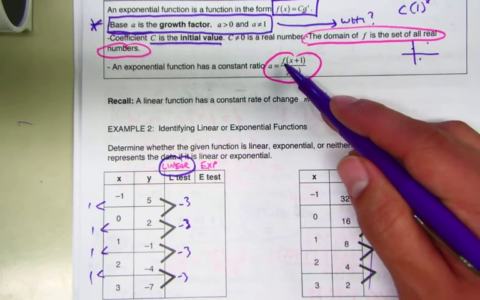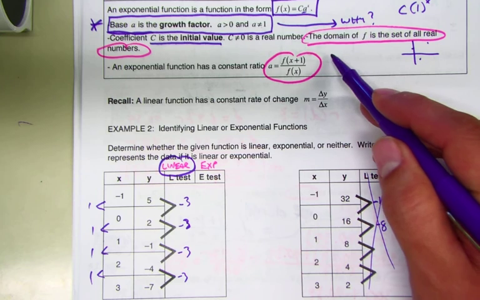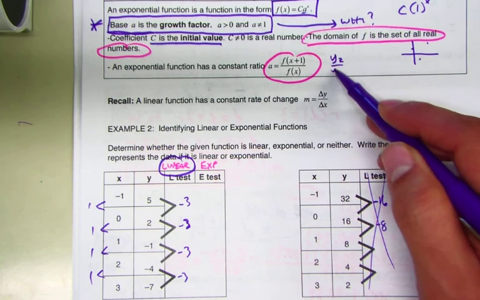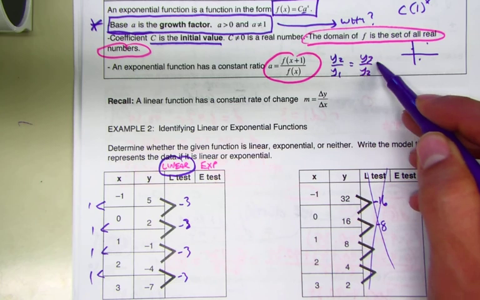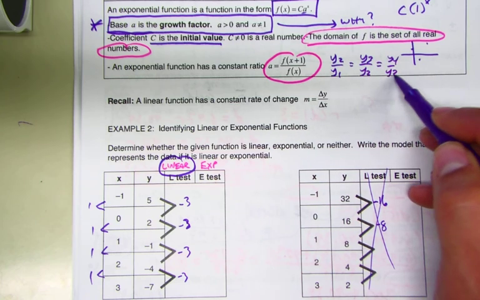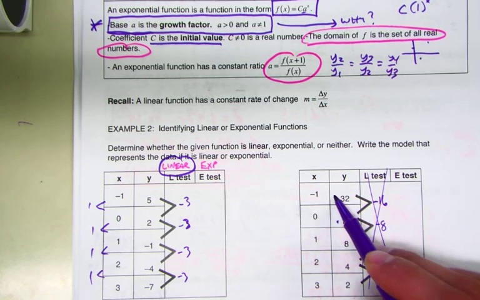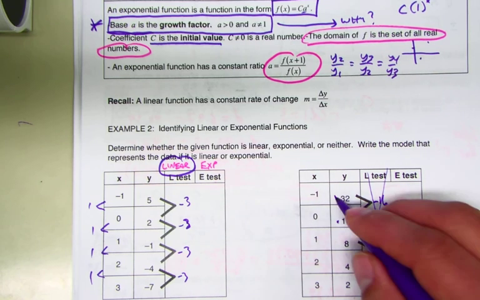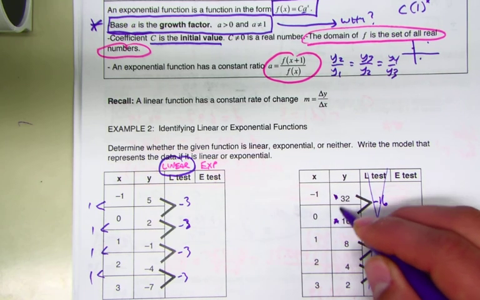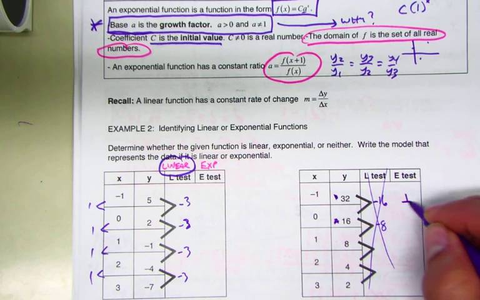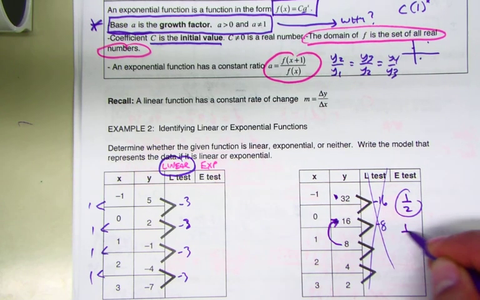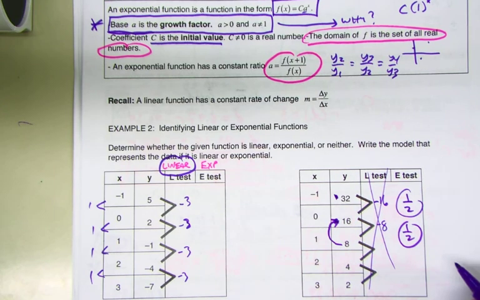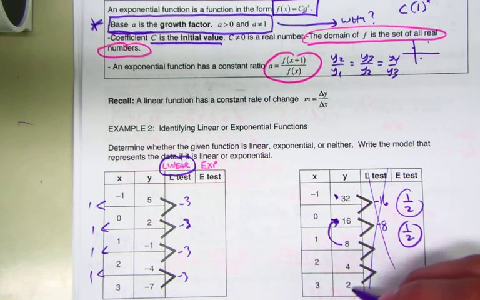So if we go back over here, this is kind of written in a funny notation, but all this means is, for example, y2 divided by y1 is going to be the same as y3 divided by y2, y4 divided by y3. In other words, if I do 16 divided by 32, what is that? Other way. 16 over 32 is a half. What about 8 divided by 16? Half. So that's what they mean there. Same thing with 2 and 4.